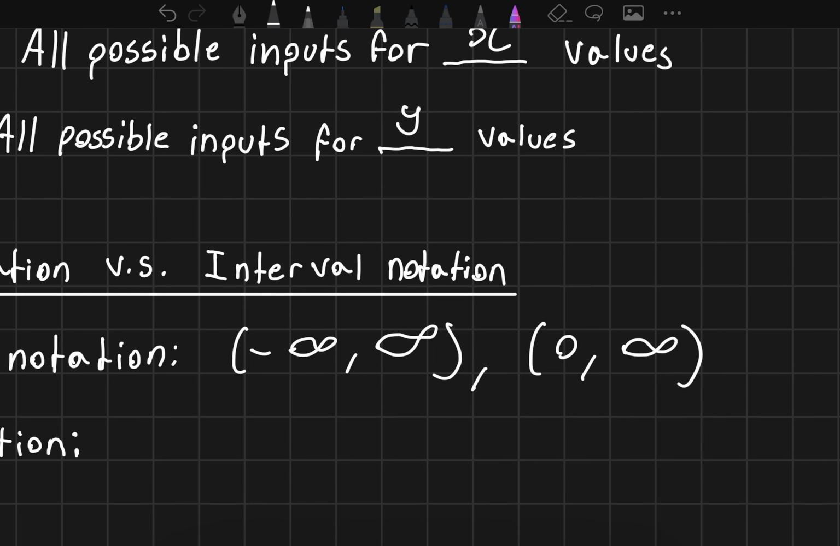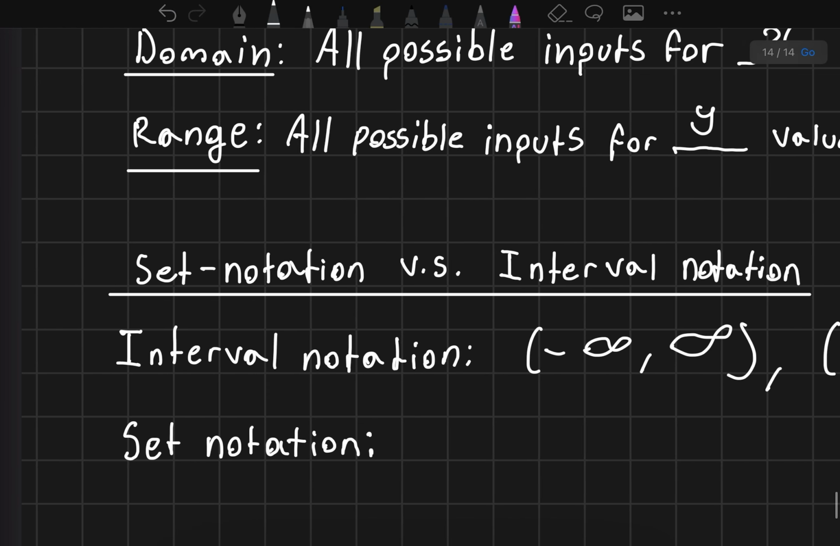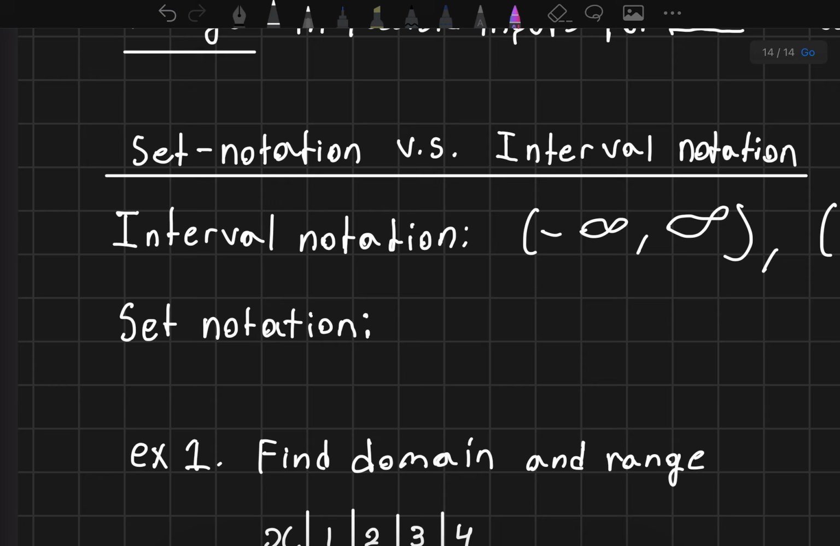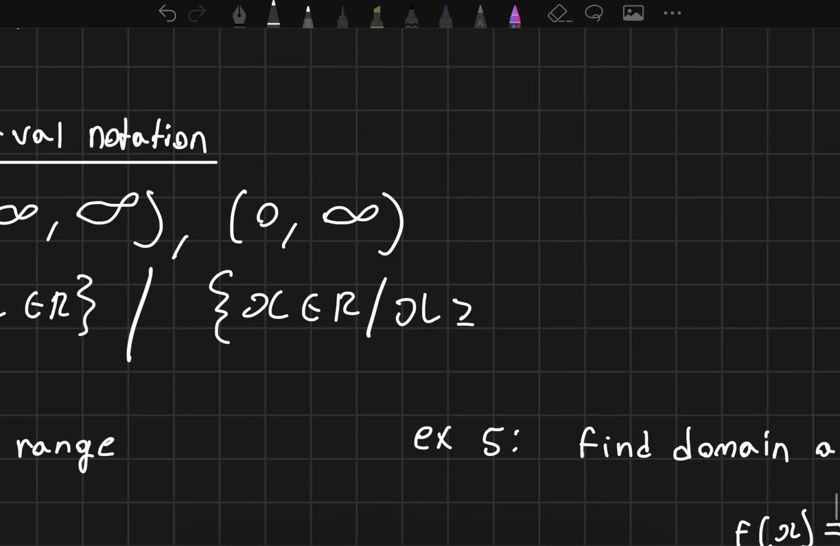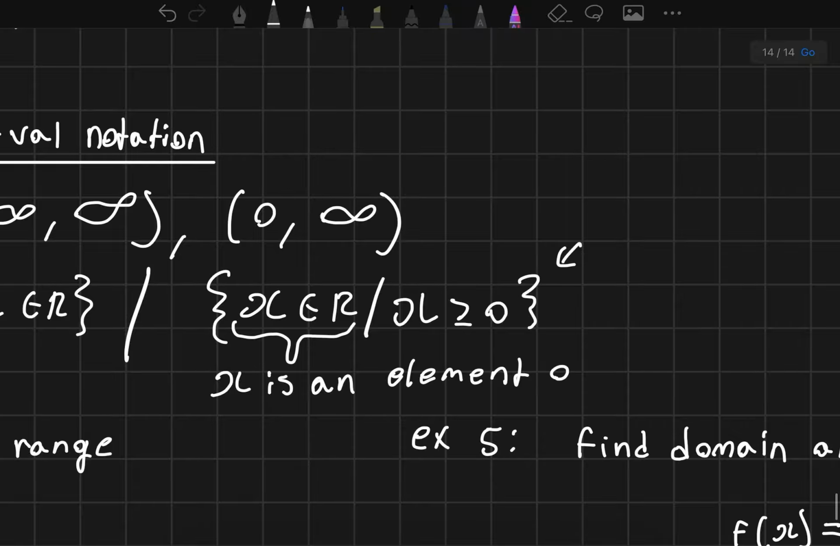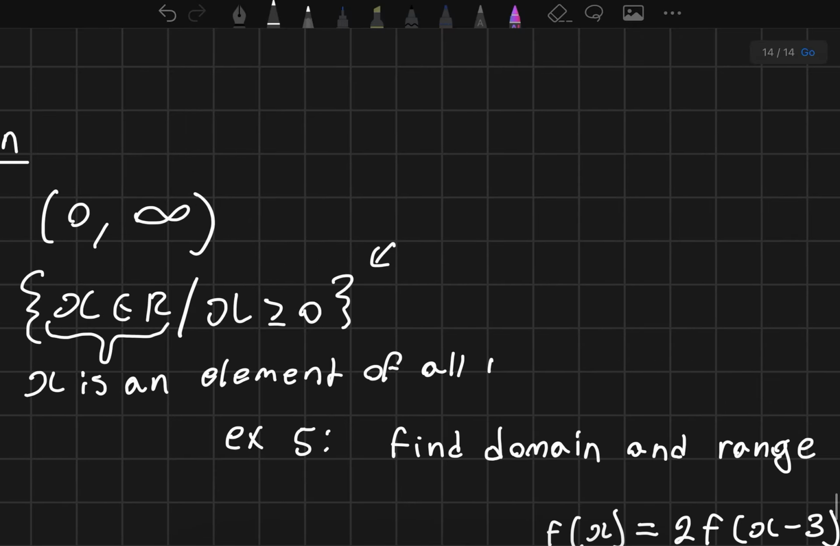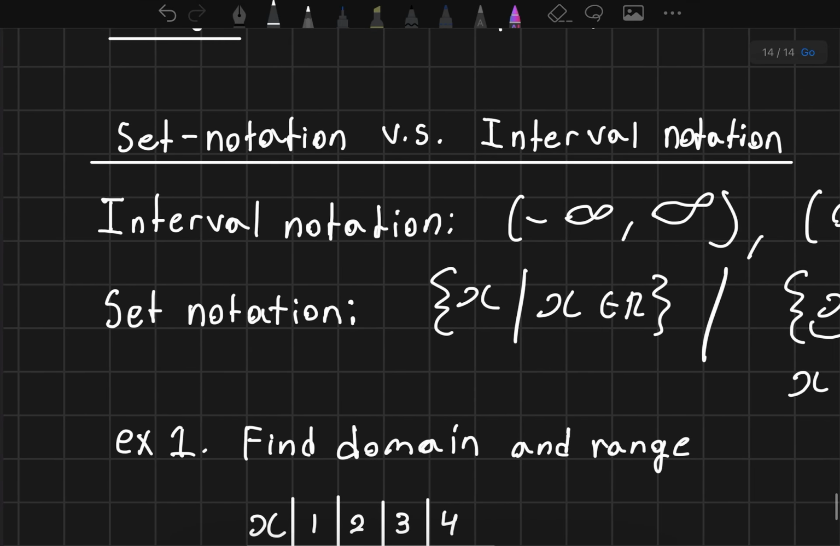And for set notation, it's basically written like this, or more like x ∈ R. So you'd have to use curly brackets, and this part, x ∈ R, means x is an element of all real numbers. But for this video, we'll be using set notation.